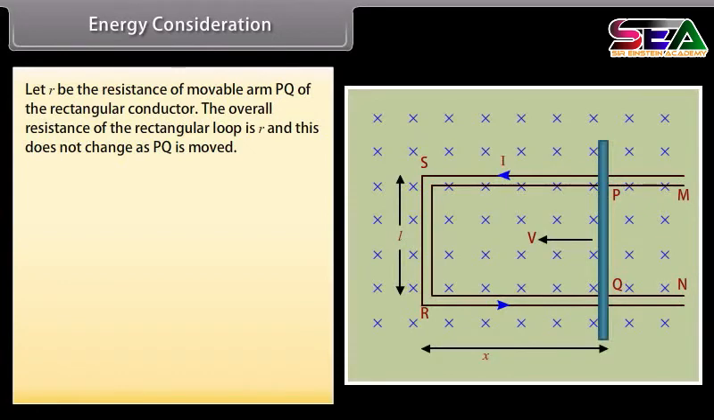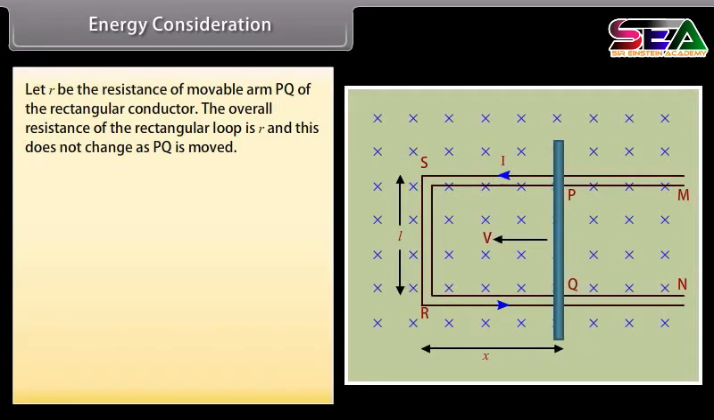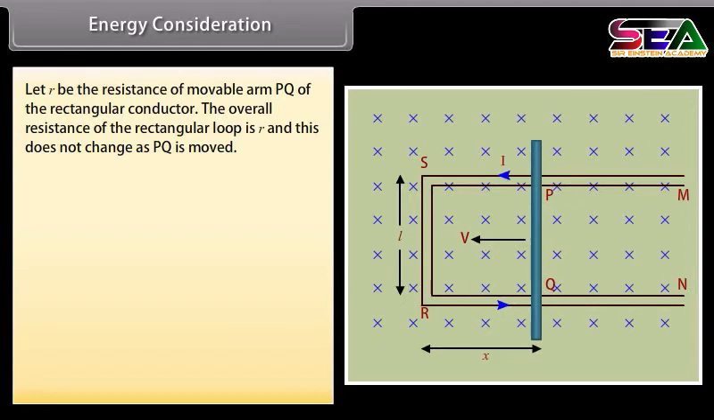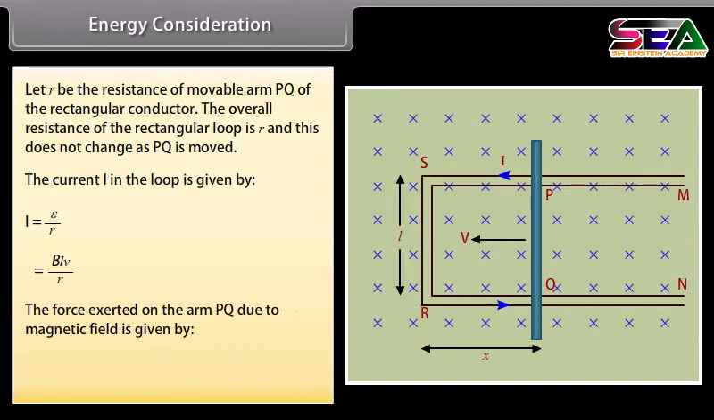So we can produce induced EMF by moving a conductor inside a uniform magnetic field. Energy consideration. Let R be the resistance of movable arm PQ of the rectangular conductor. The overall resistance of the rectangular loop is R, and this does not change as PQ is moved. The current I in the loop is given by E divided by R, which is equal to BLv divided by R. The force exerted on the arm PQ due to magnetic field is given by ILB, which is equal to B square L square v divided by R.